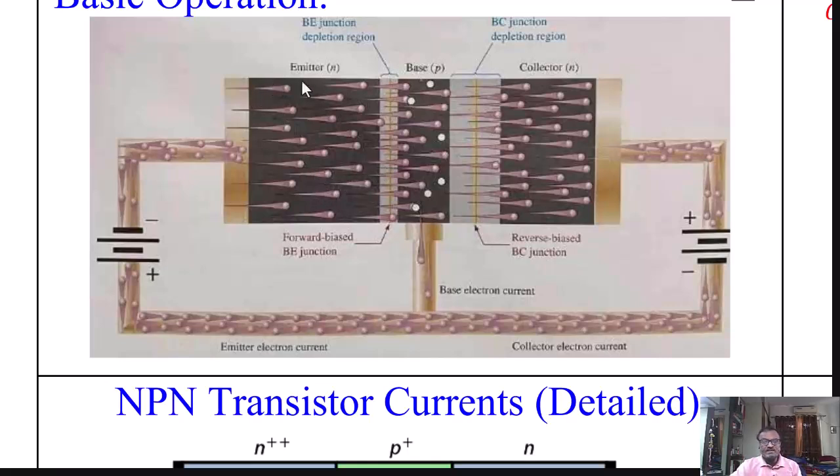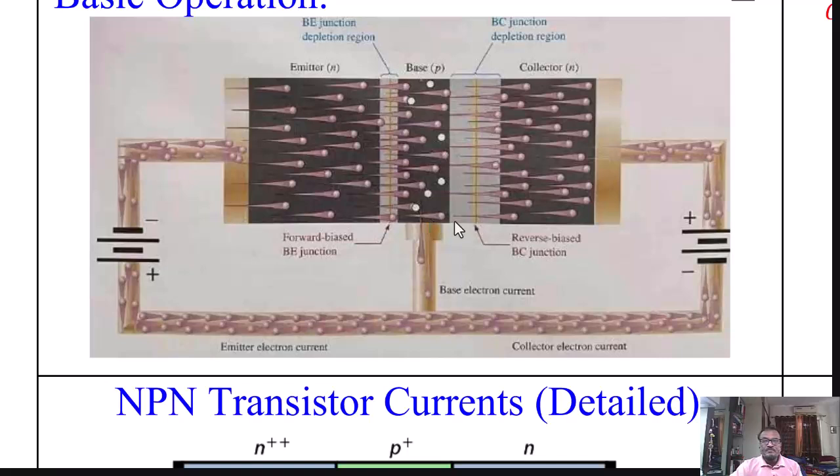Since electrons are the majority, a major portion of the emitter current comes from electrons. When these injected electrons reach the base region, some of them combine with the holes in the base region and form the base current. Since the emitter is highly doped, a large number of electrons reach the base under force, meaning they are drifted from emitter to base.